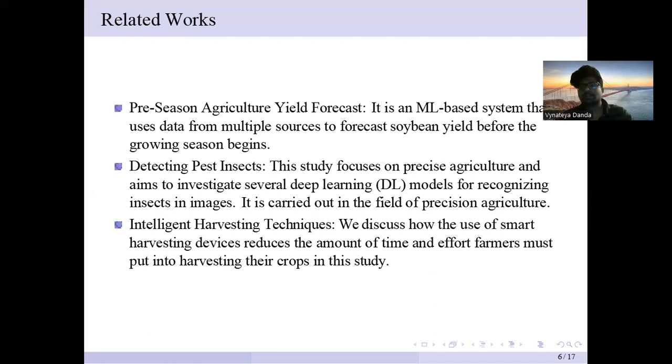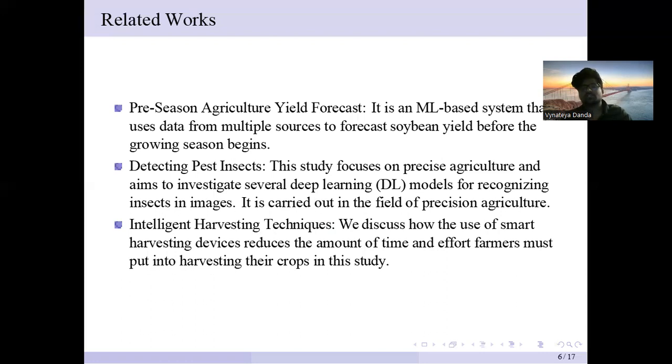And coming to the next one, as I have told, we are also looking at pests. That is the reason why we have taken detecting pest insects. This study focuses on precision agriculture and aims to investigate several deep learning models for recognizing insects in images. Here the images are given as input to the system, and we will be writing some logic there. Based on that logic, it will detect the insects in a picture, whether pests are present on the leaf or not. So it is carried out in the field of precision agriculture also.